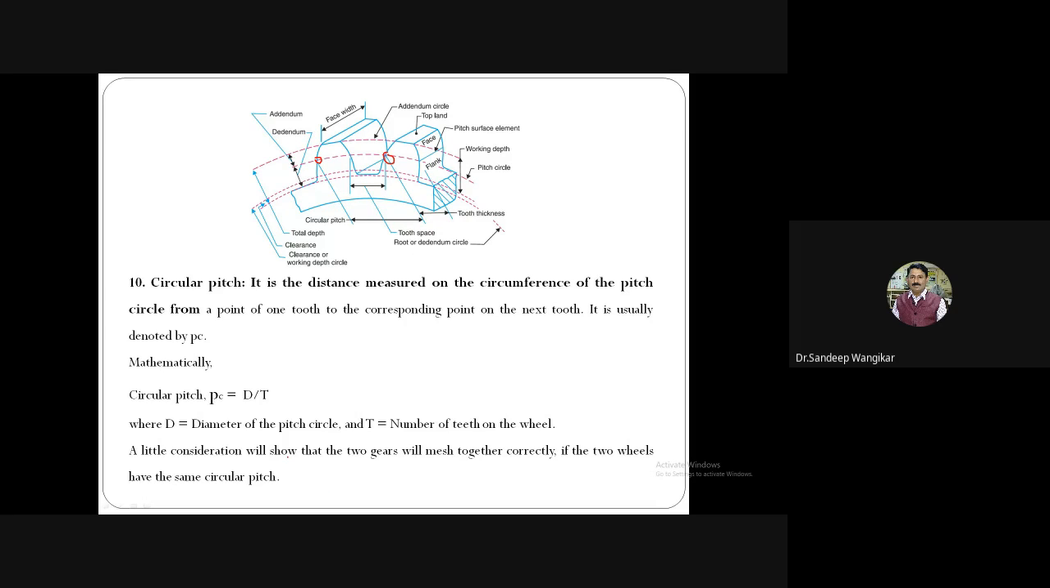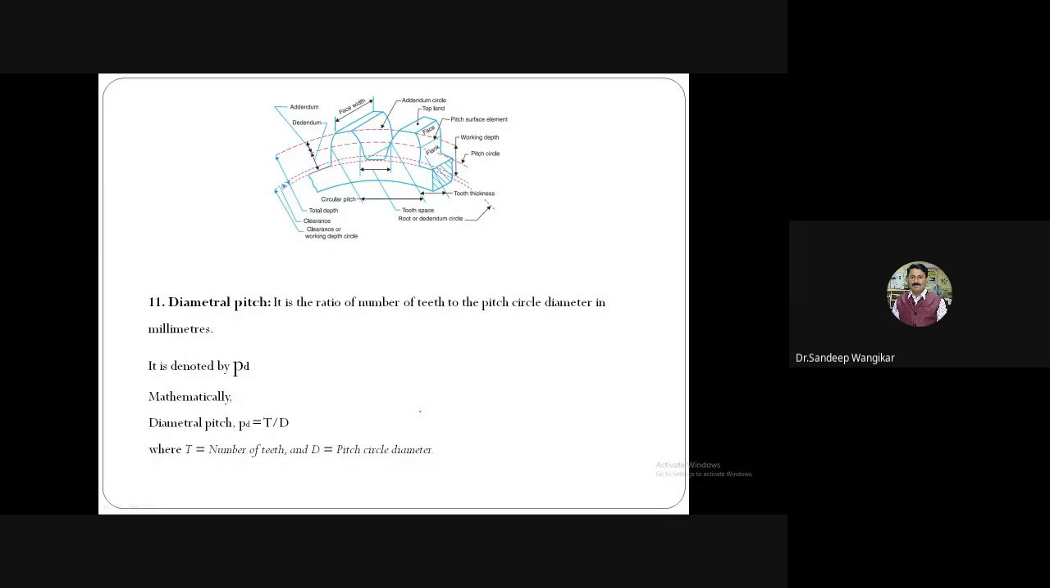It is very basic that for good meshing, the two wheels should have the same circular pitch. If one gear has a pitch of, for example, 50 mm and another gear has a pitch of 40 mm, then there will be no meshing at all. So the circular pitch should be the same so that there will be good meshing.